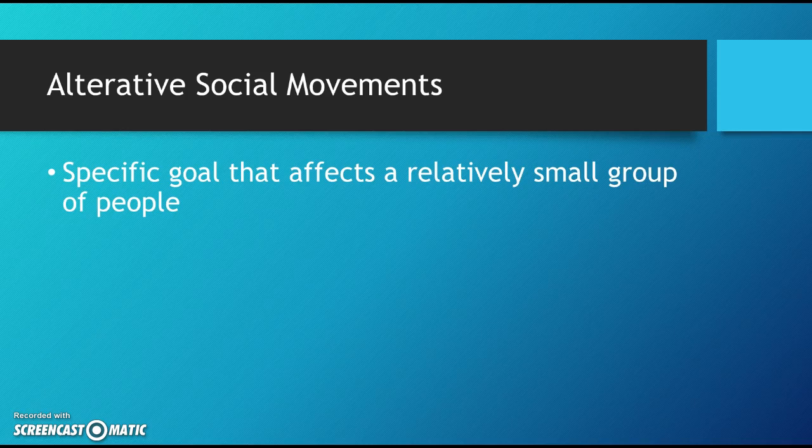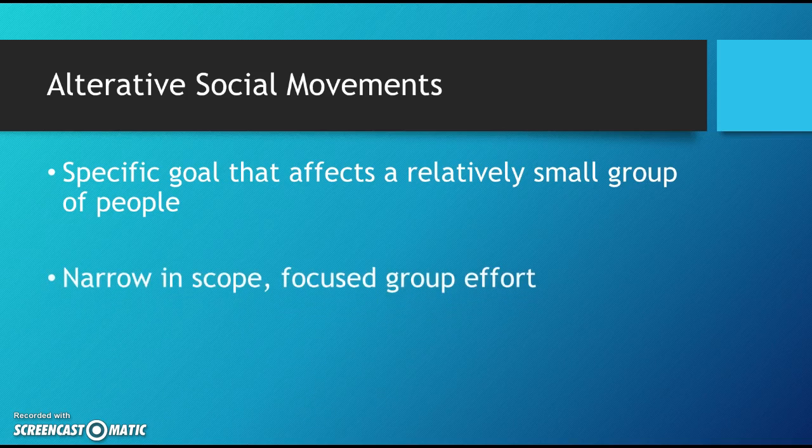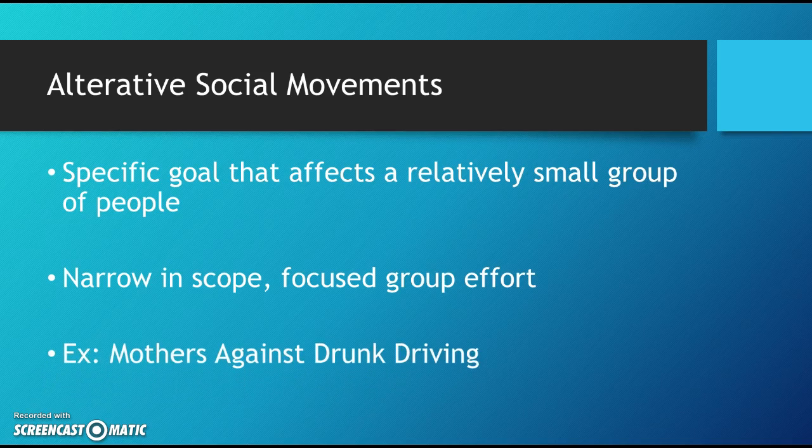When you think of alterative social movements, think of a movement that wants to alter the behavior of a specific group. These social movements typically target a small group of people doing a particular behavior. These movements are very narrow and focused in scope, and the group efforts thus are focused in on a particular set of behaviors that they're concerned about.